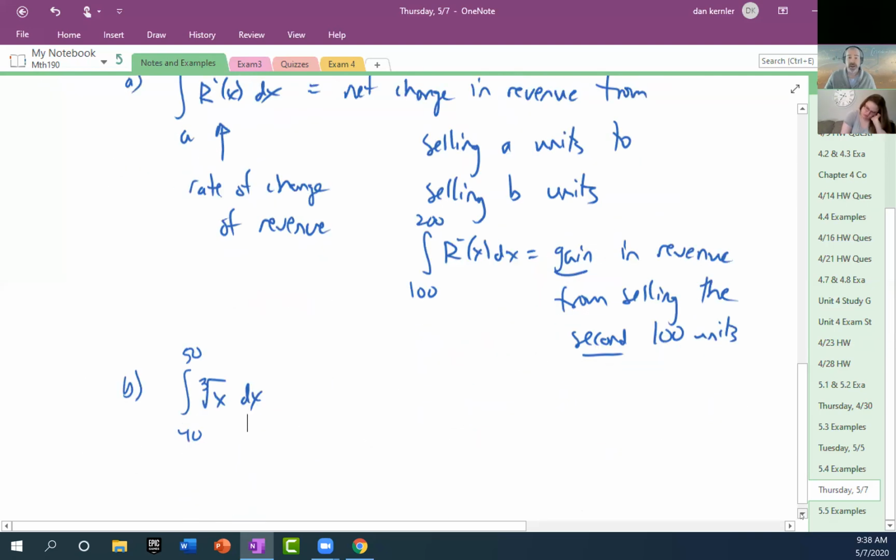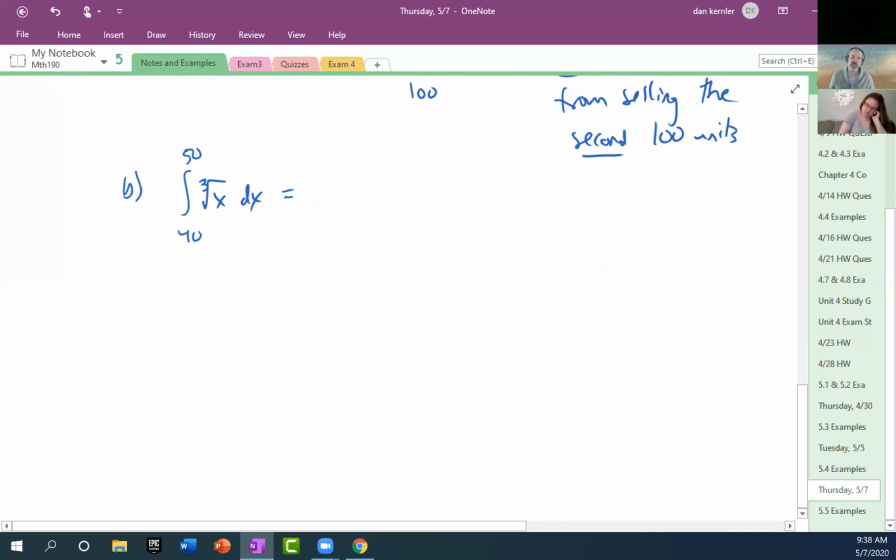And I'm going to do that. That's just like with derivatives, you don't want to do derivatives with radicals. You want to think of them as exponents. So we're going to do that here too. 40 to 50, x to the 1/3 dx.